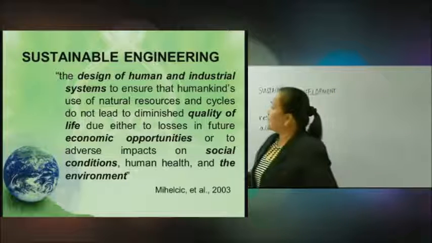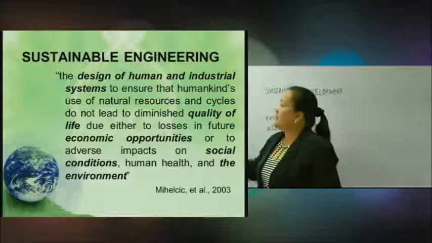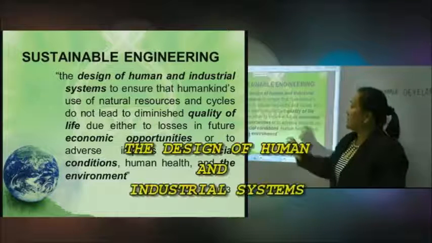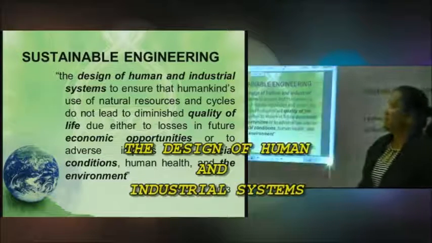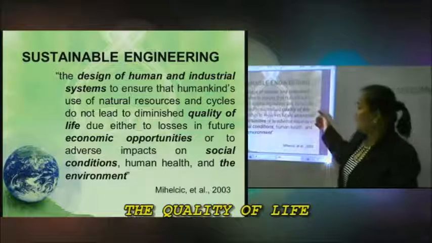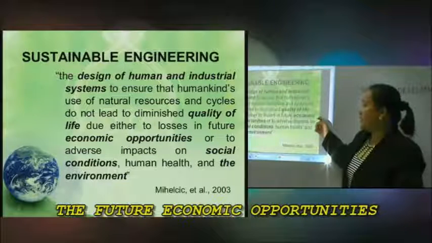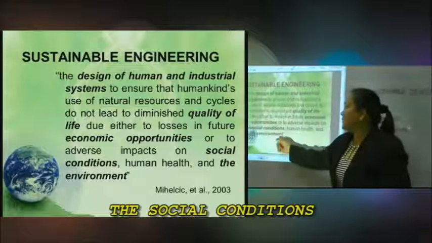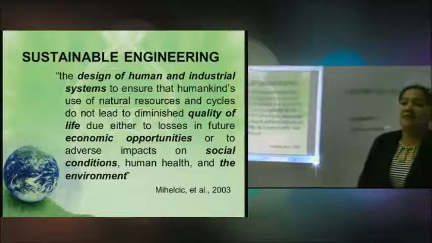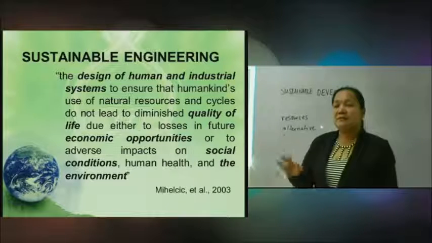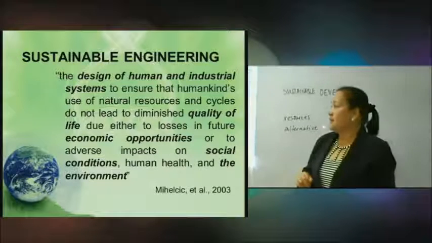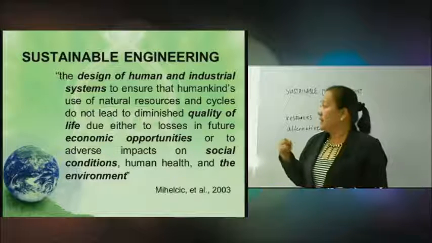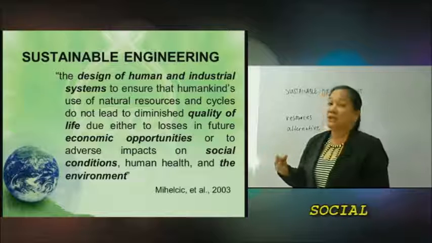So Michiel Kick defines sustainable engineering as the design. I would just like to highlight the phrases that he used. The design of human and industrial systems, the quality of life, and then the future economic opportunities, and then the social conditions and the environment. These would comprise the three important dimensions of sustainable development. So you have the ecological or environmental, you have the economic, and then you have the social.